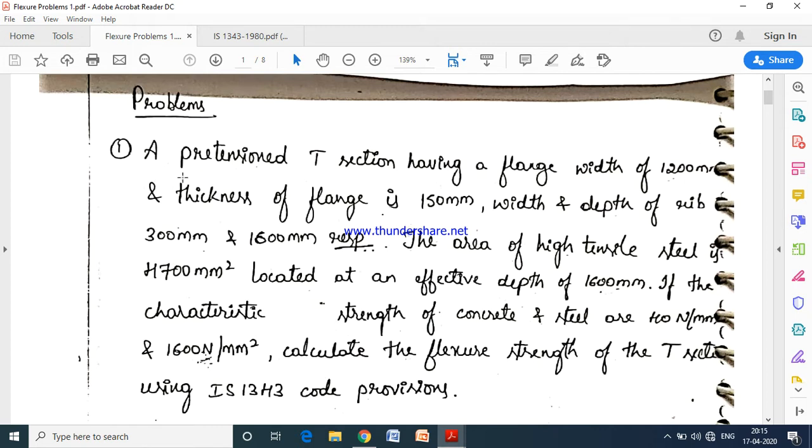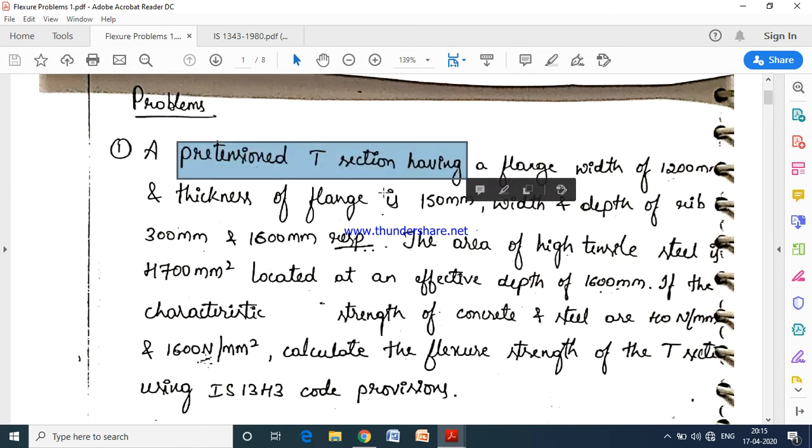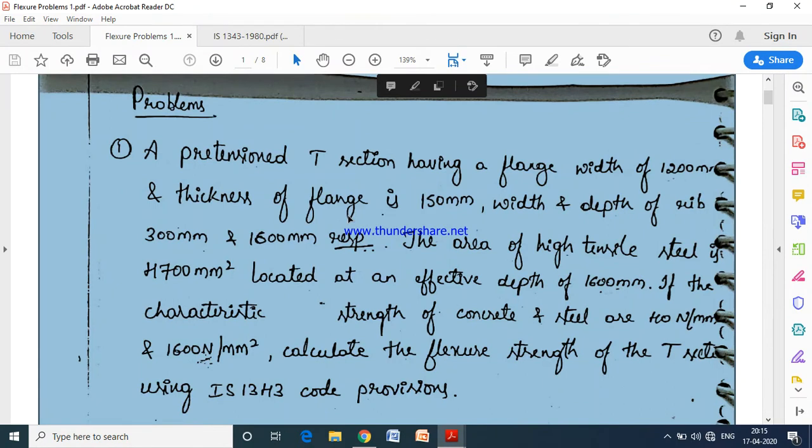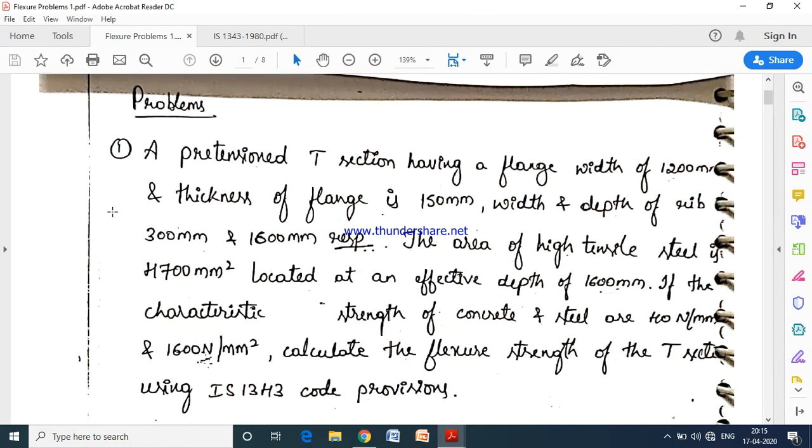So if you observe the question, here it is given a pre-stressed T section. So T section means it is flanged section. Then how to decide whether it is pre-tensioned or post-tensioned? If it is given as pre-tension, it means first you are applying the tensile stress, then you are pouring the concrete. That means there is a proper bonding between tendon and concrete. So it is bonded. The given problem belongs to bonded flanged section.